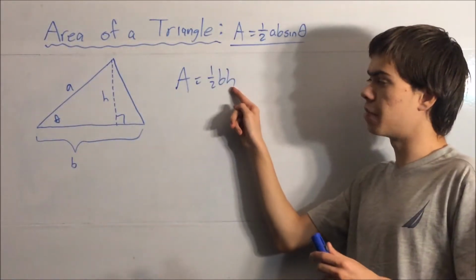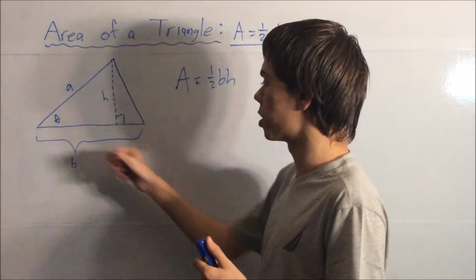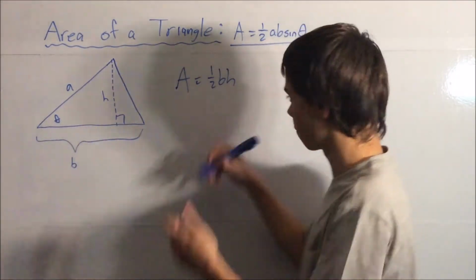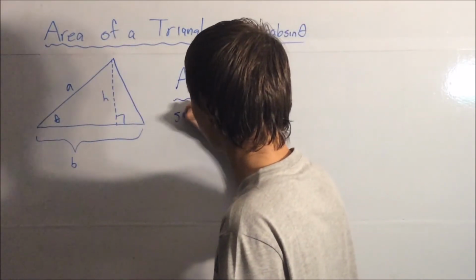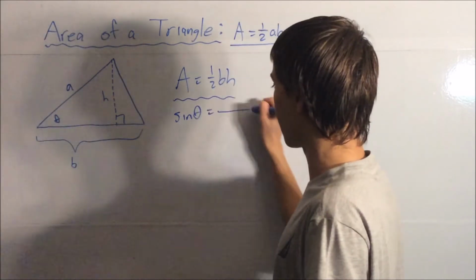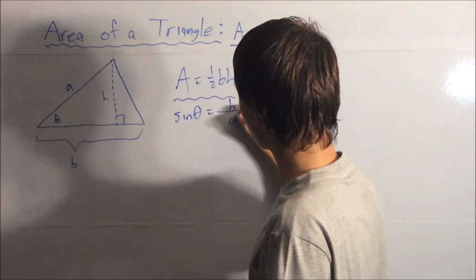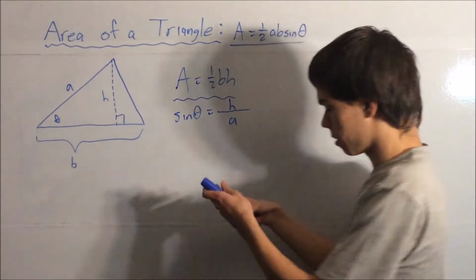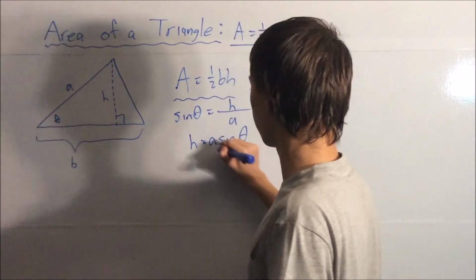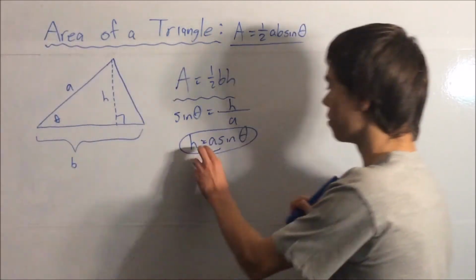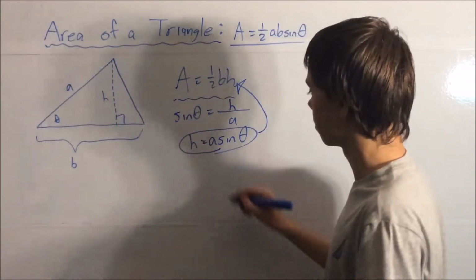So I have to substitute H for something. What I could do is use the sine of theta. If I find the sine of theta, that's just opposite over hypotenuse. So I just get H over A. Now, if I solve for H, I get H is equal to A sine theta. So all I have to do now is substitute H for A sine theta, right? That's all I have to do.